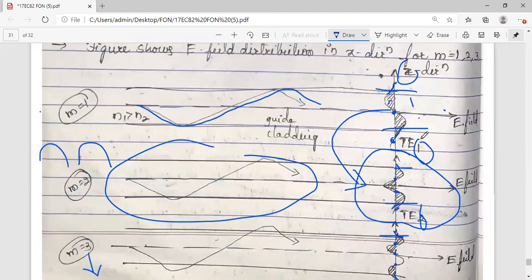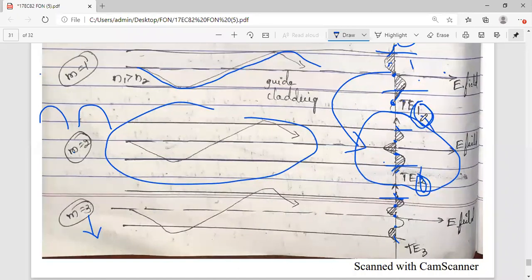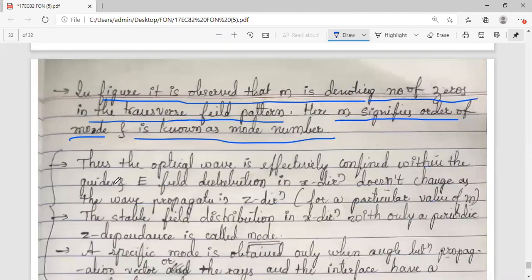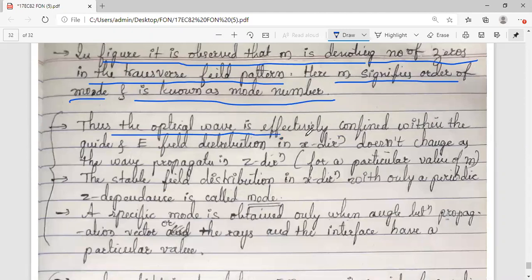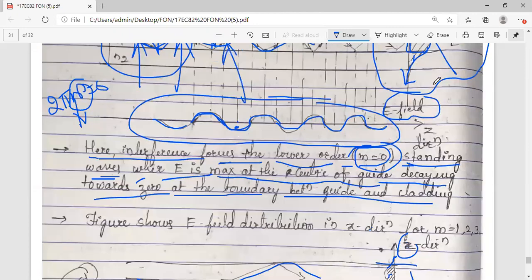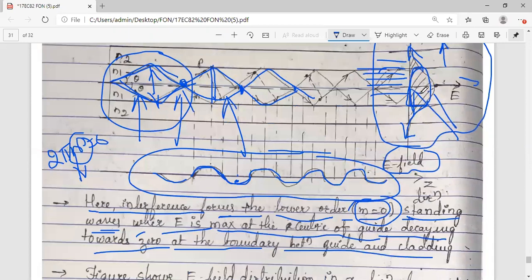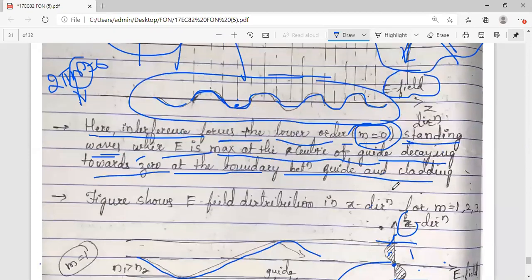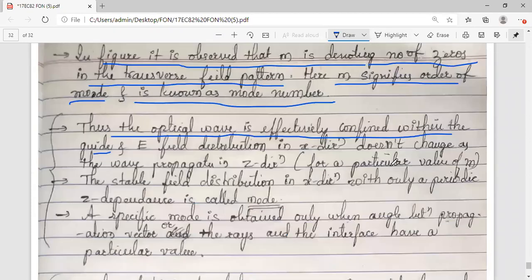You can see here I have written the subscripts TE1, TE2. TE indicates a transverse electric field. Okay, transverse electric waves, mode 1, mode 2, mode 3. So 1, 2, 3 are the mode numbers. Thus, the optical wave is effectively confined within the guide. You can see the maximum value is in the core, the core center region. Within the guide the wave is maximally confined and it is not much in the cladding. It is tapering, it is decaying in the cladding.